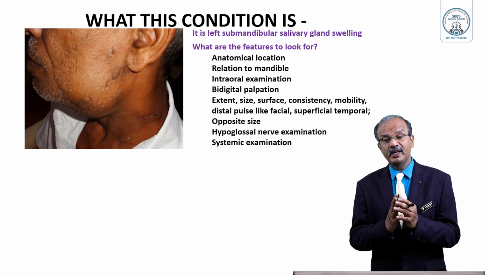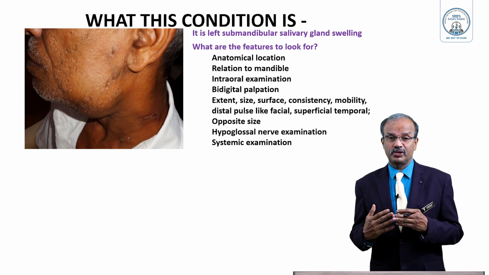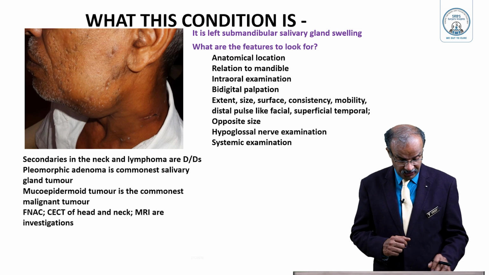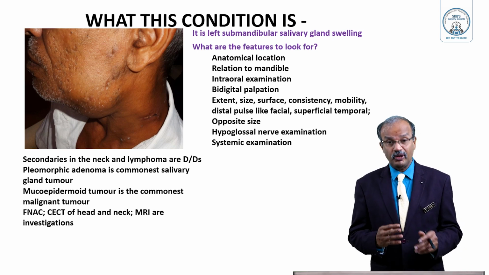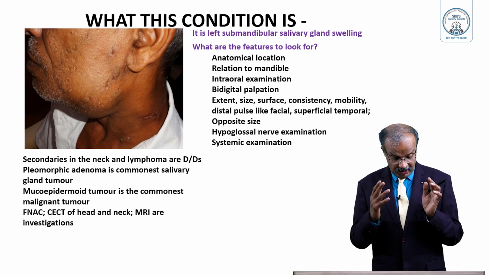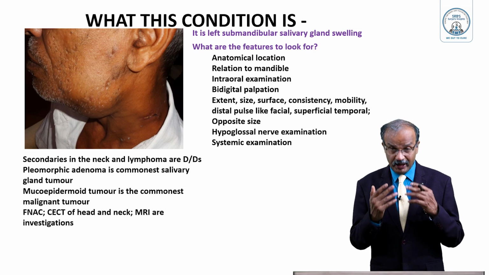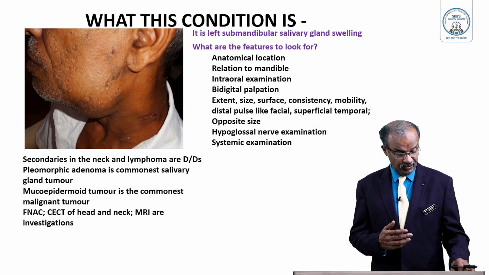It's a basic principle. If there's a neck swelling, examine the oral cavity. If there's an oral lesion, examine the neck nodes. Mutualities, always remember, that's the concept. Second, in the neck, there are differential diagnoses like lymphoma. Pleomorphic adenoma is the commonest salivary gland tumor, a benign salivary gland tumor. Mucoepidermoid tumor is the commonest malignant tumor. So we need to do CT chest, FNAC, MRI investigations.